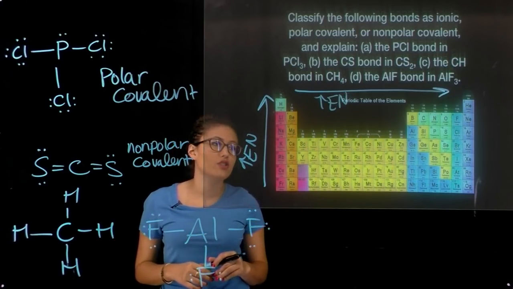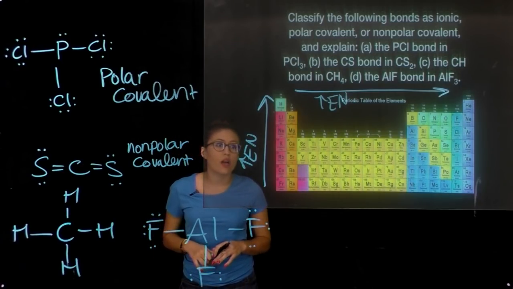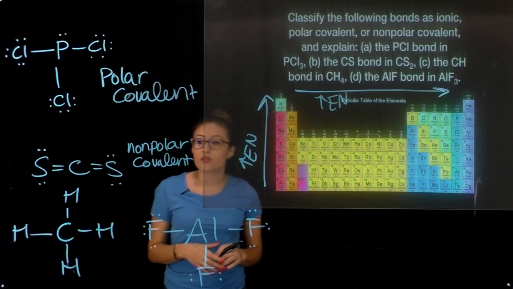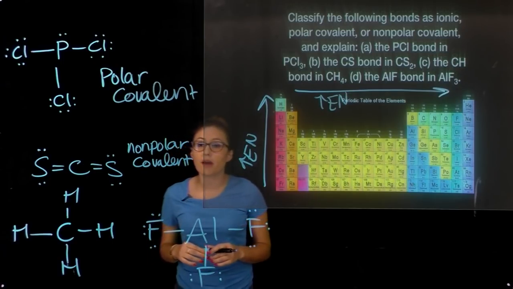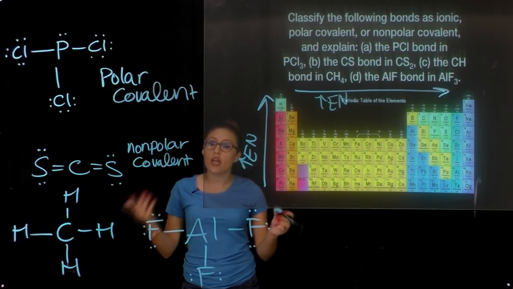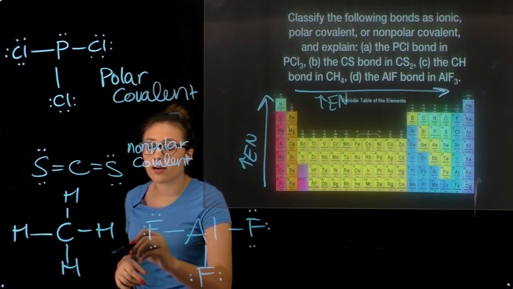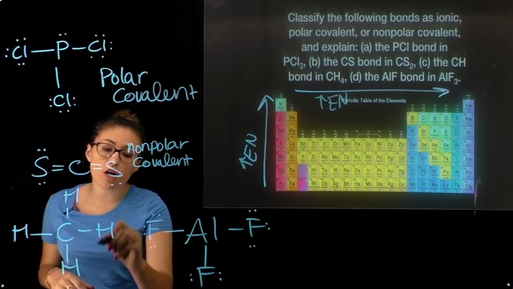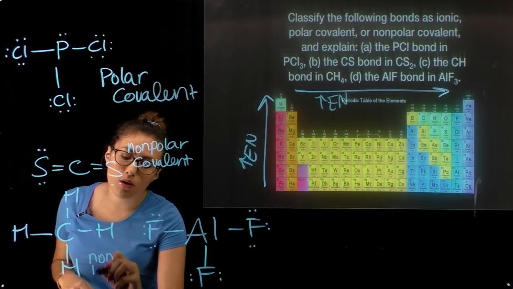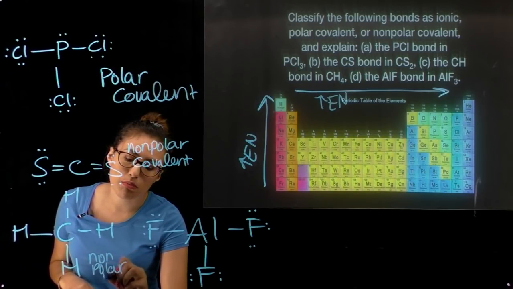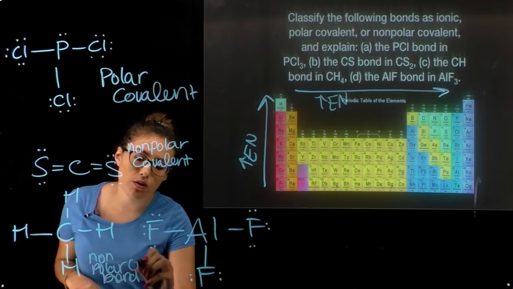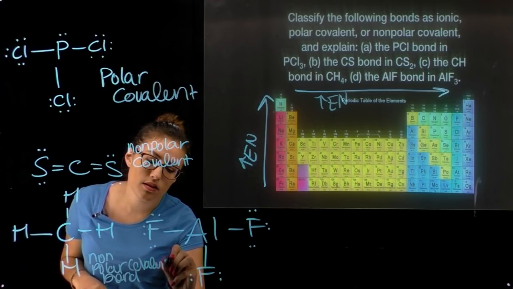In the case of carbon and hydrogen, we know they're both non-metals, so we automatically know we're going to have some type of covalent bonding between the two. And the electronegativity difference between carbon and hydrogen is not very large. So this is also going to be a non-polar covalent bond.